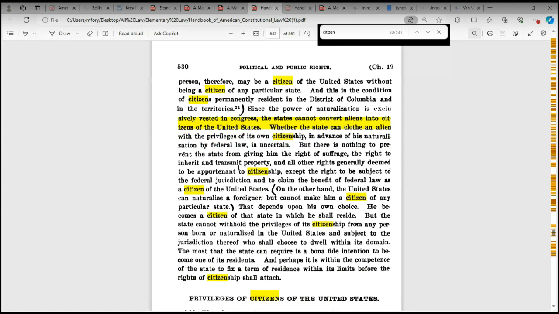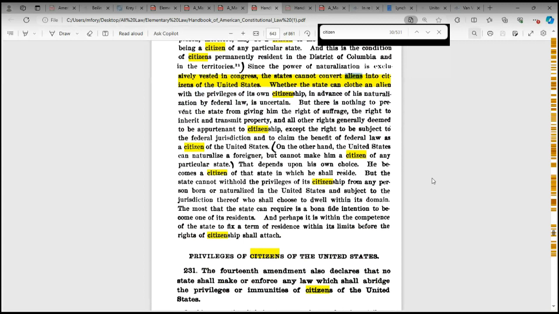There is nothing to prevent the state from giving him the right of suffrage, the right to vote, the right to inherit and transmit property, and all other rights generally deemed to be appertinent to citizenship, except the right to be subject to the federal jurisdiction and to claim the benefit of federal law as a citizen of the United States. But when they talk about aliens here, they're talking about legal aliens, lawful to be here, not illegal. You can't have rights if you're illegal and breaking laws, in terms of this class of persons in citizenship.